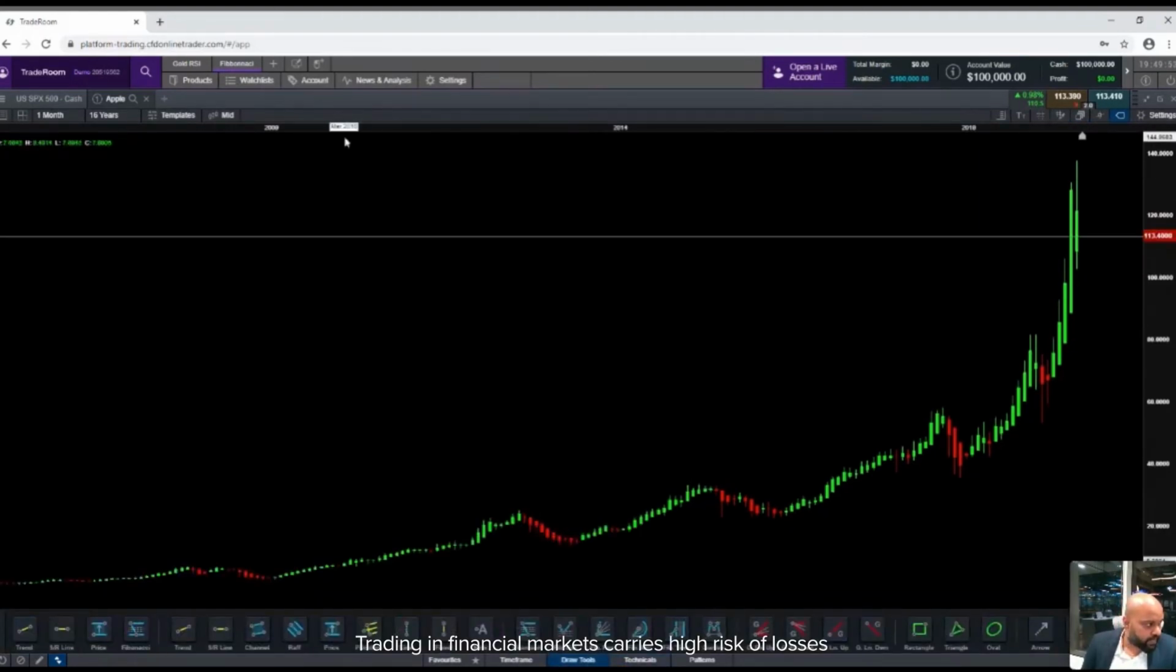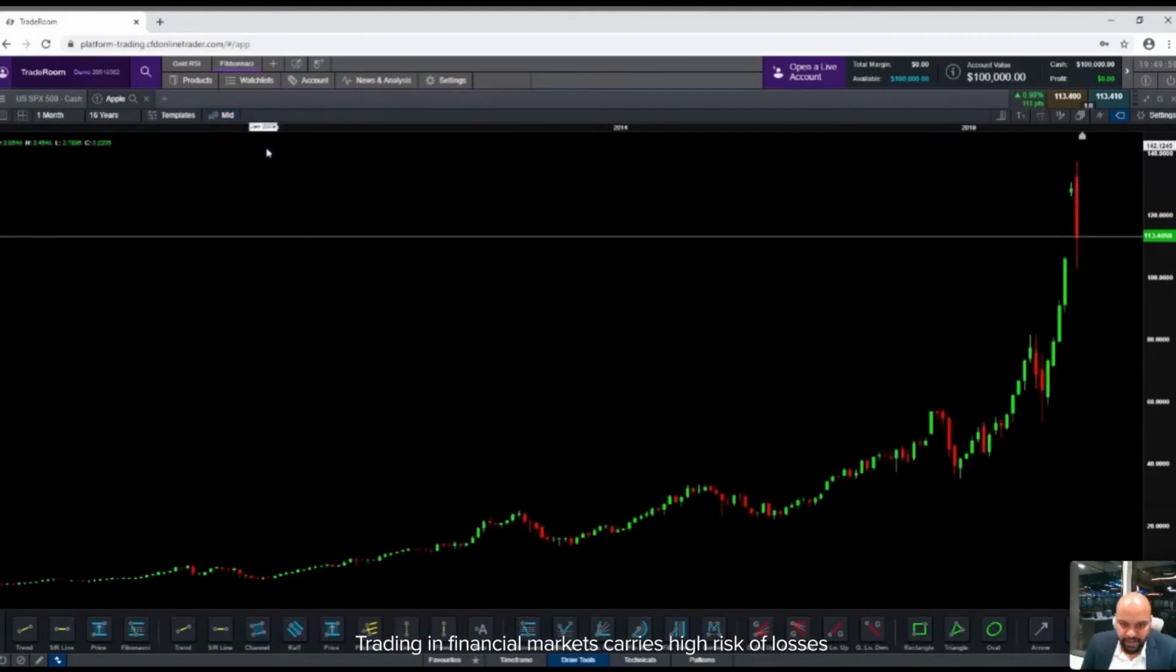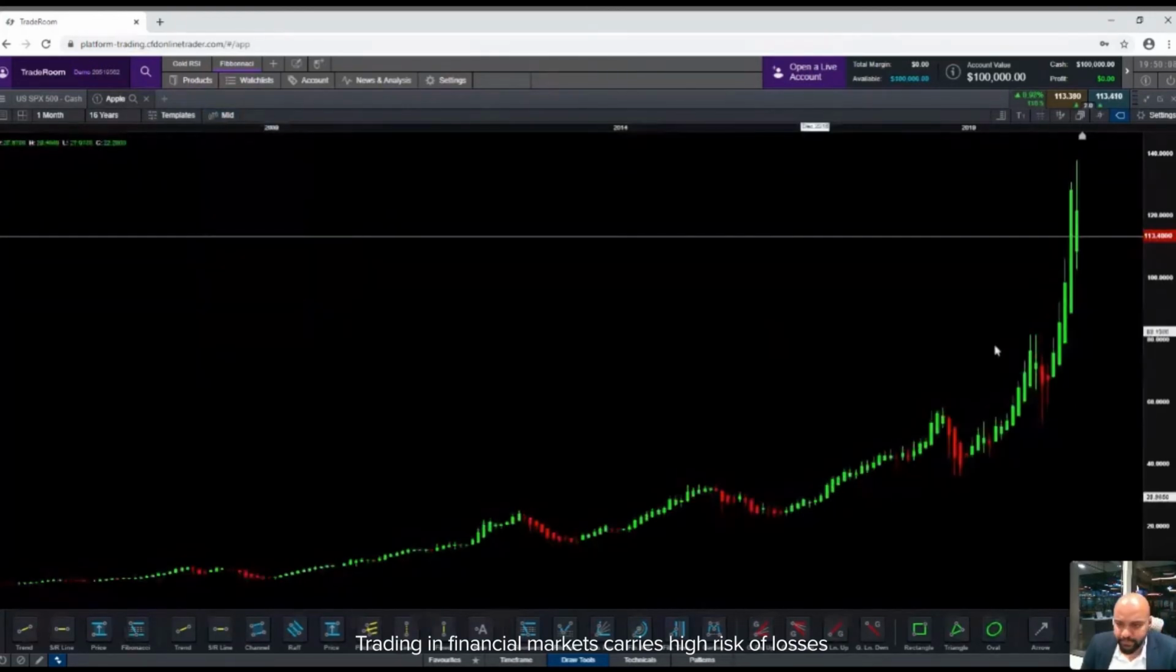Again, I'm using a different type of candlestick. It is known as Heikin Ashi. This is your normal candlestick. This is how it looks. It has a lot of reds and greens, but it does not show you a clear trend. But if I use Heikin Ashi, it shows you a clear trend.